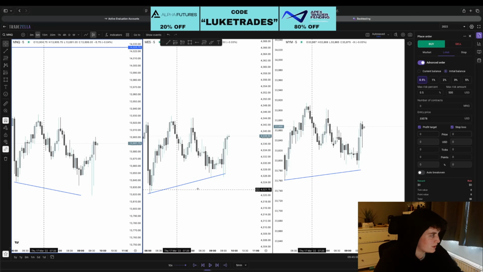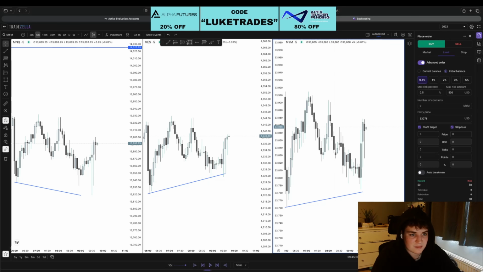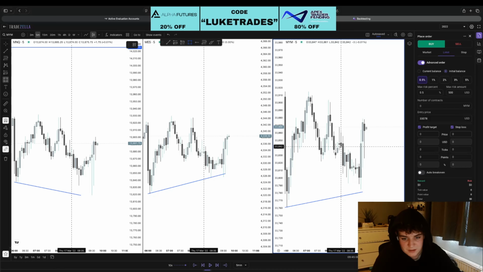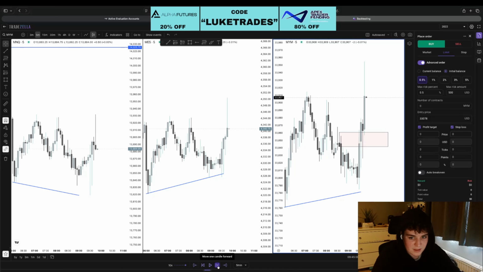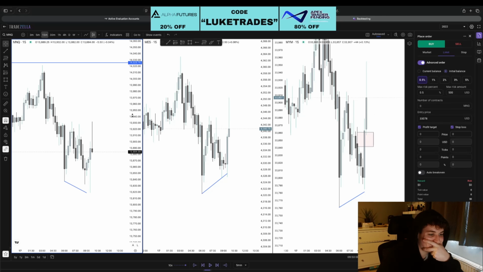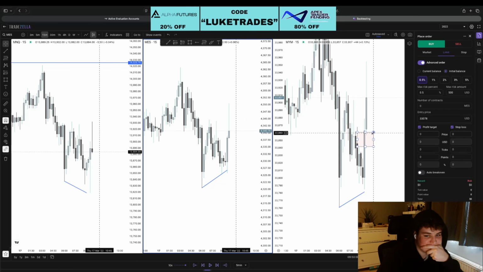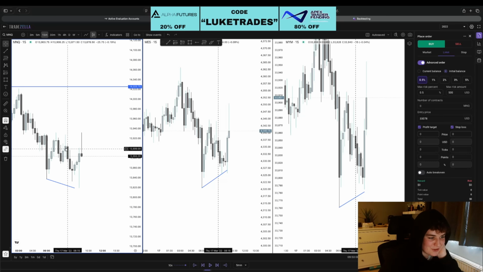I don't like these wicks, I'm not going to lie. I mean, that breaker block looks better. But even then, let me see what the next 5-minute candle does. Oh my god, man. Why didn't I take that? I just don't like these wicks. I don't trust this move.